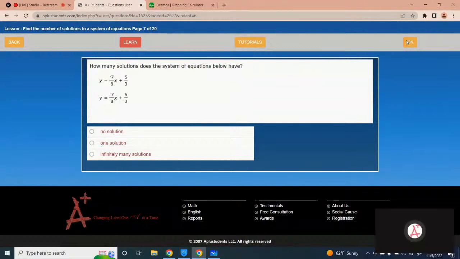Okay, then y equals negative 7 by 8x plus 5 by 3, and the second equation is y equals negative 7 by 8x plus 5 by 3. So the equations are the same. That means the system has infinitely many solutions. Got it?